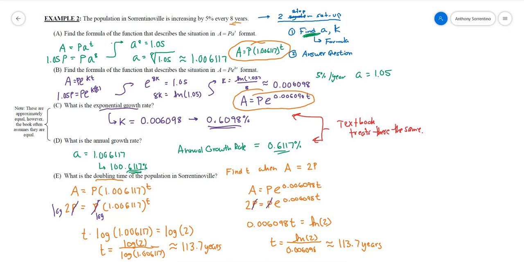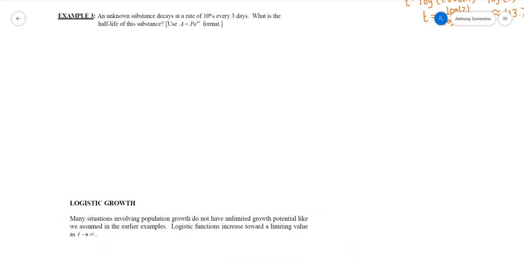Now I'm not going to do it both ways. I'm just going to show you Example 3. We're asked to do it using the Pe to the kt. So let's have a look at that. We have this problem here. An unknown substance decays at a rate of 10% every 3 days. What is the half-life of the substance?